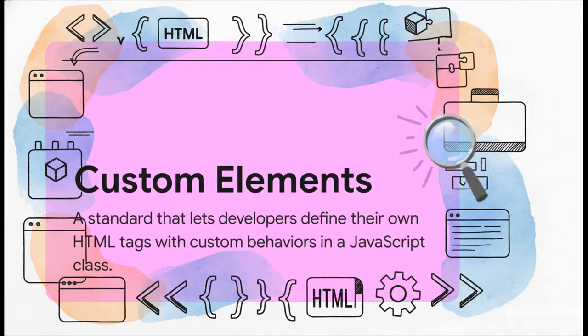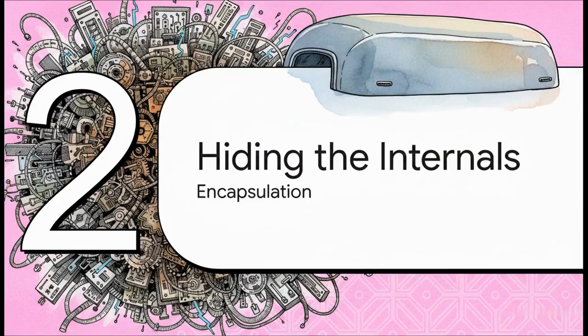The first piece of the puzzle is something called custom elements. It's a web standard that lets us, as developers, define brand new, fully featured HTML tags, give them whatever behaviors we want, and wrap it all up neatly inside a JavaScript class. Okay, so we've made our own custom tag. That's awesome. But a really well-designed component, kind of like any good piece of technology, hides its complexity. You don't want to see all the messy wires inside. So let's talk about how we hide those messy internal parts.